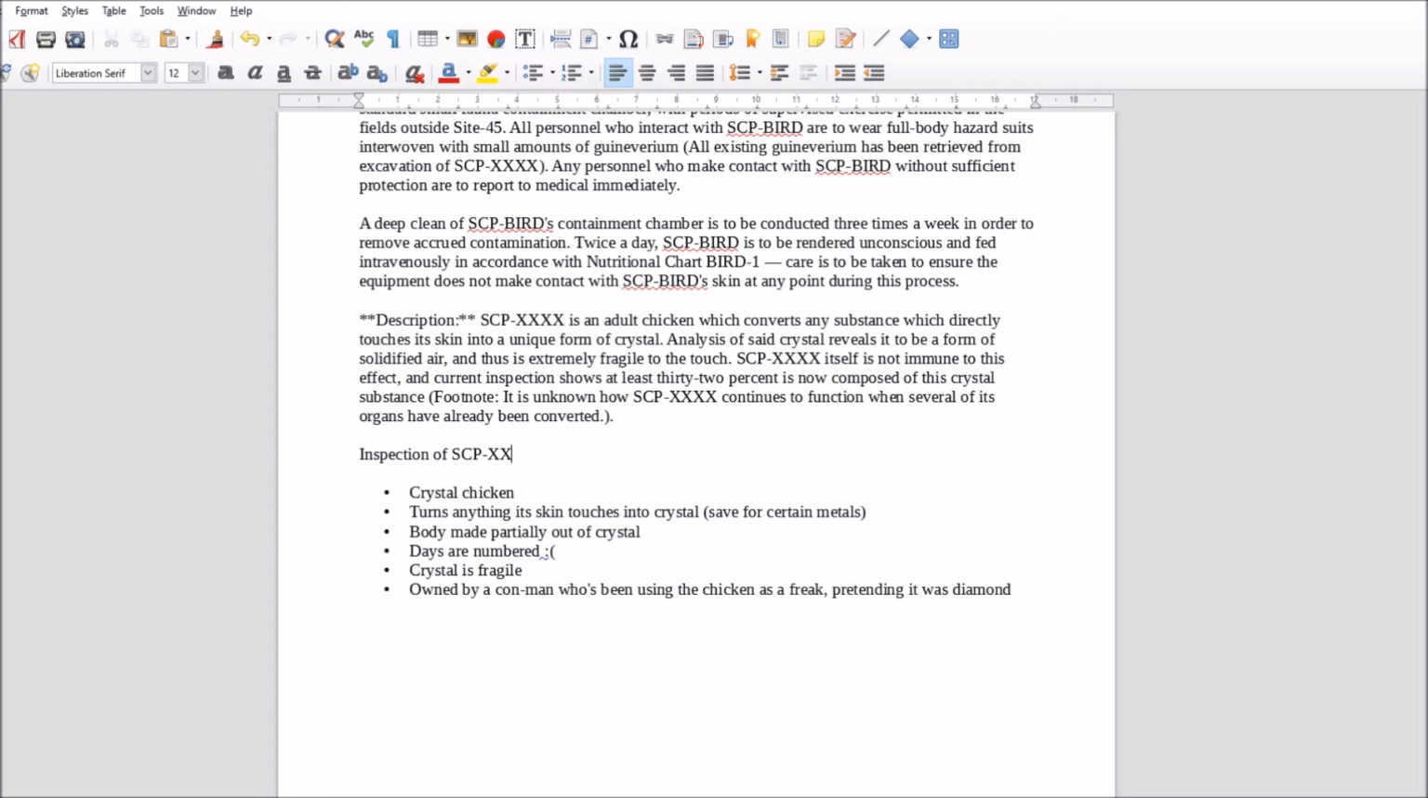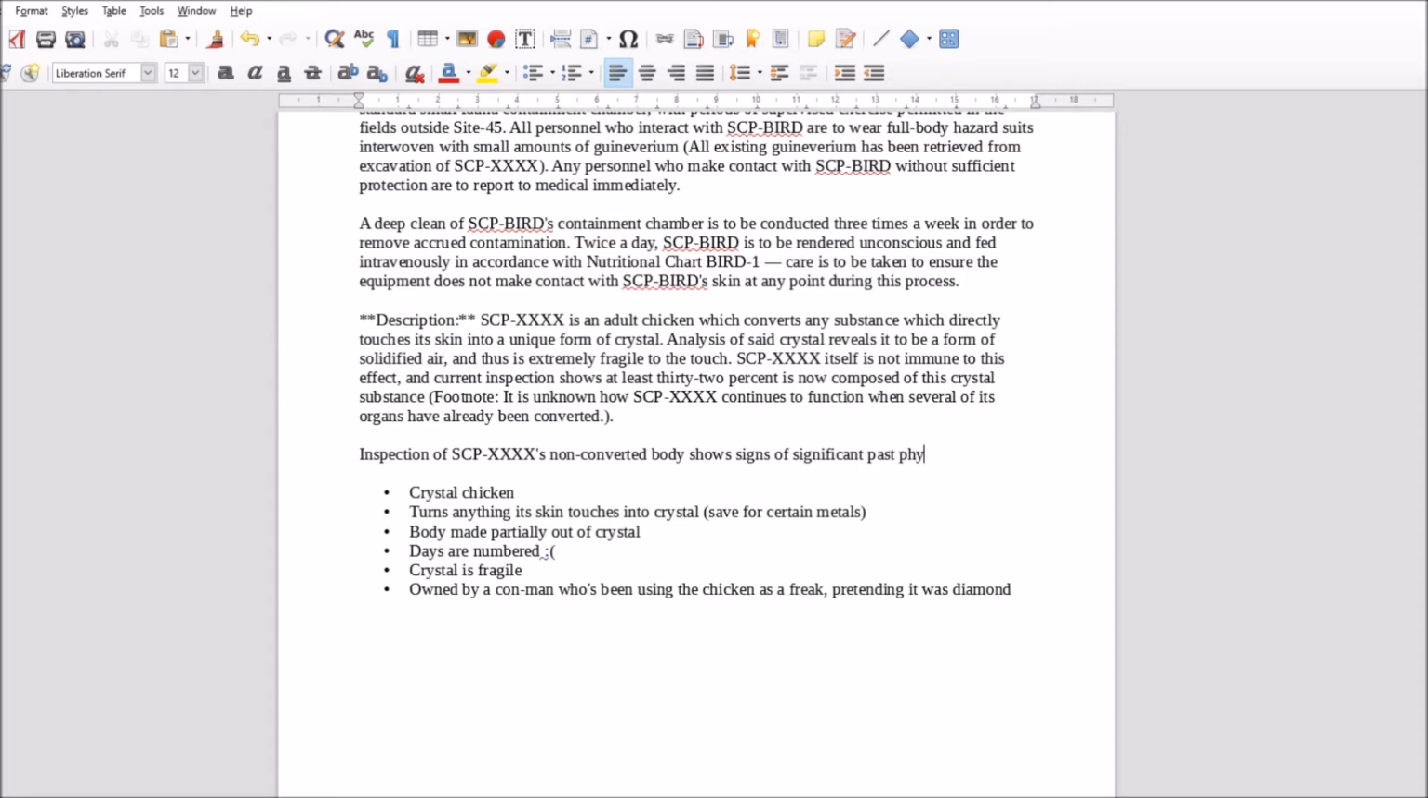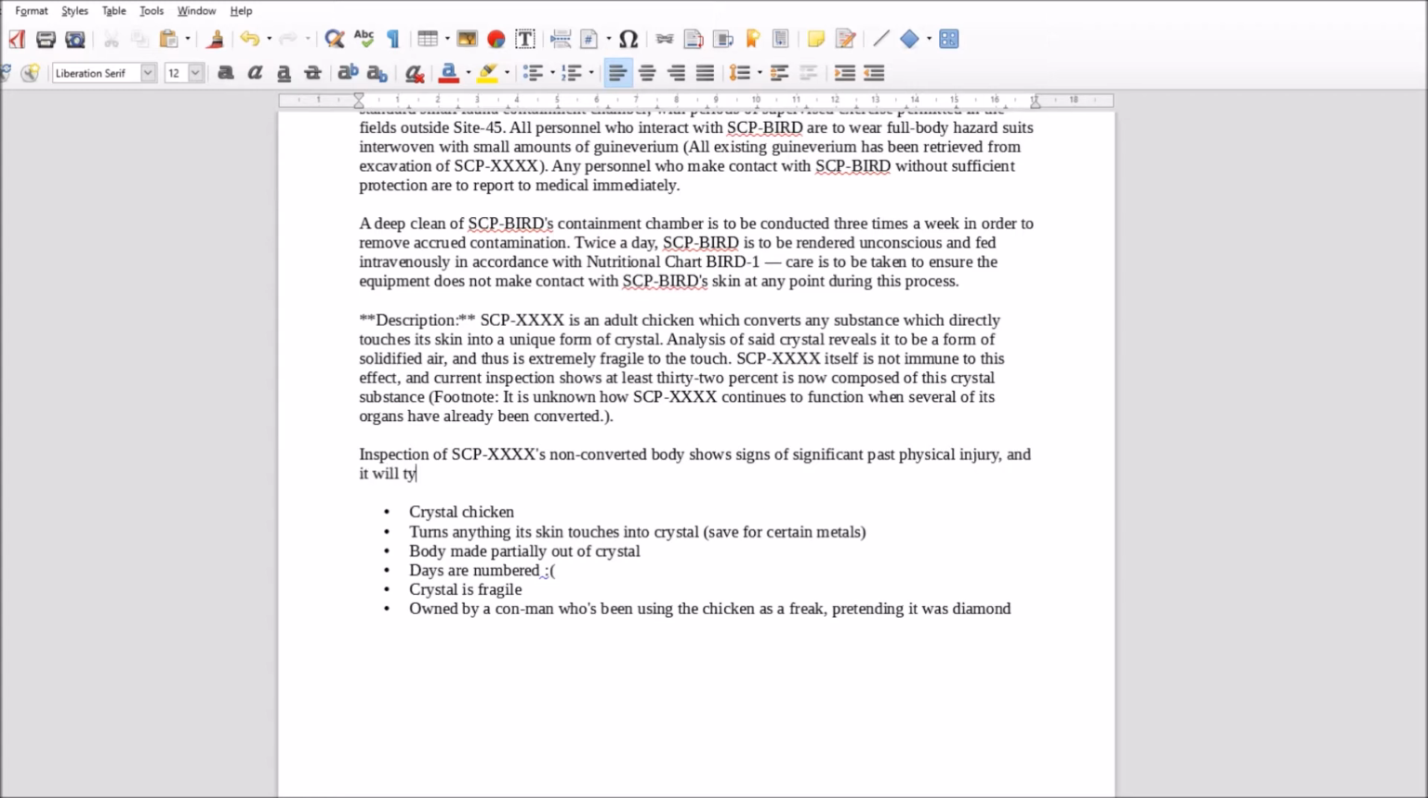Inspection of SCPX's converted body shows signs of significant physical injury in the past. Would it be better to just say significant past physical injury? Yeah. Tiny little wording things. It will typically respond with distress when approached by personnel.